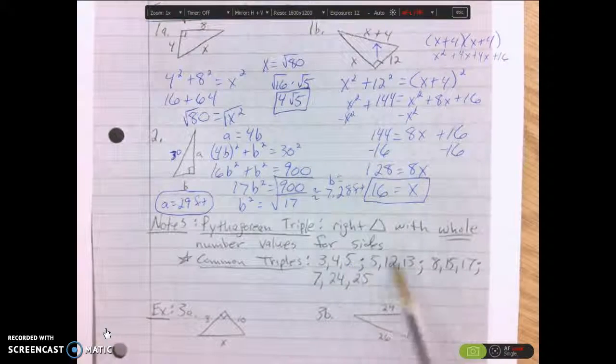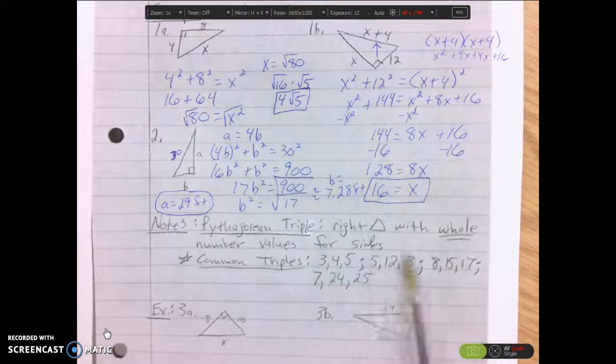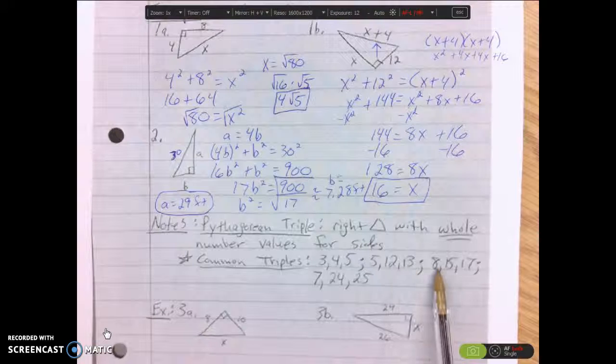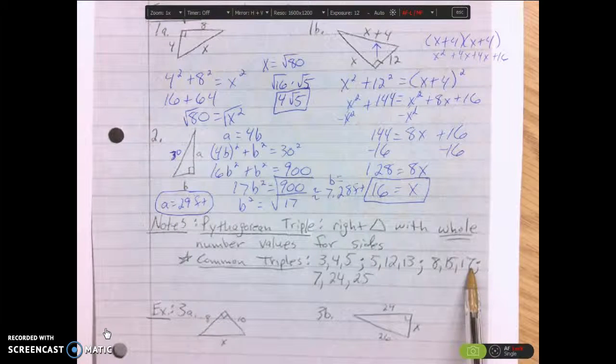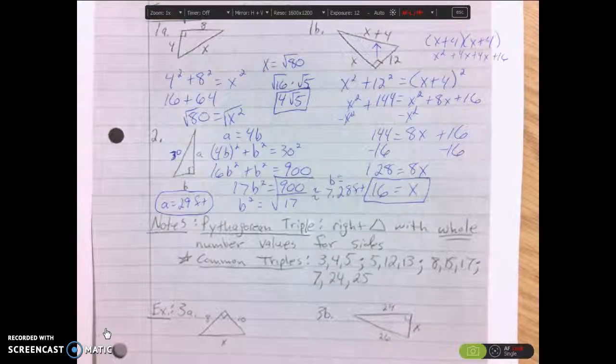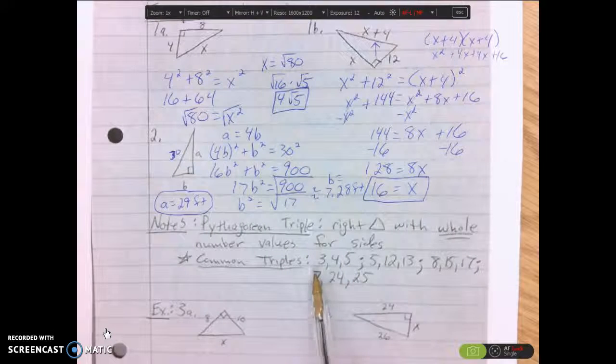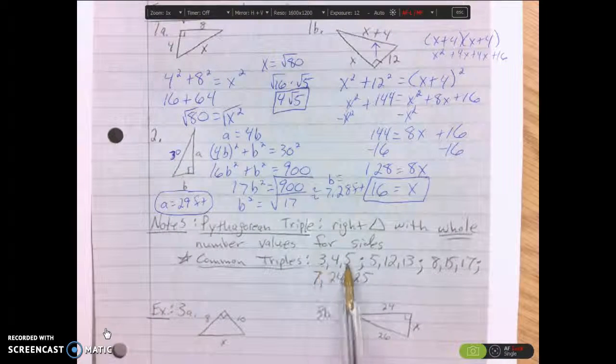That's very common. A 5, 12, 13. In other words, 5 squared plus 12 squared equals 13 squared, and it works out perfectly in the Pythagorean theorem. So does an 8, 15, 17 right triangle, and a triangle with sides of 7, 24, 25. Again, those are common Pythagorean triples. And keep in mind, you could have these in the same ratio. In other words, 9, 12, 15, because if I multiply all the sides by 3, that would also be a 3, 4, 5 right triangle.